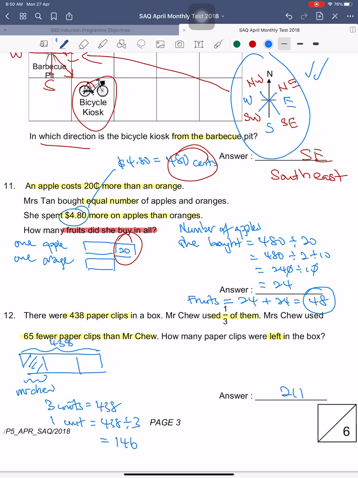146 paper clips. Now Mrs. Chiu actually used fewer, 65 fewer. So 146 minus 65, and that will be 81. So from here we know that of the total 438, Mr. Chiu used 146, Mrs. Chiu used 81. Alright, so that's how you do question 12.